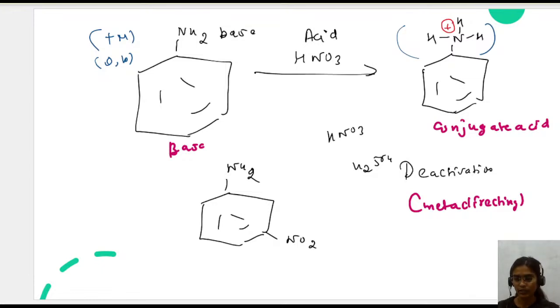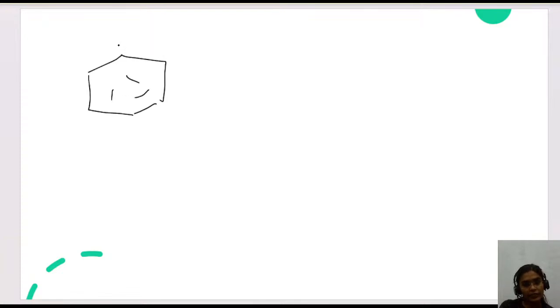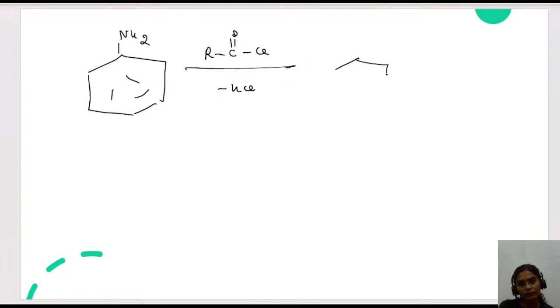Second point: but ma'am, how to overcome this? We don't want this. Recall the protection. If you want the meta part not to be there, just go with the protection. If this is my aniline, first of all let's go with the protection part, as we already discussed. Again, we are protecting this.